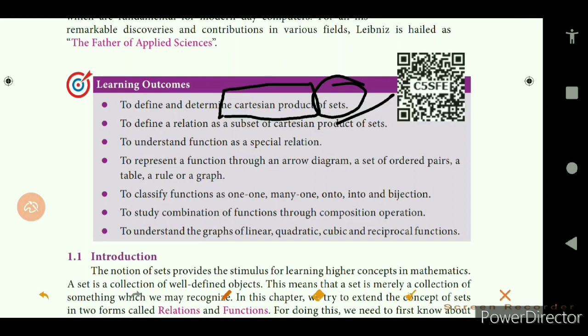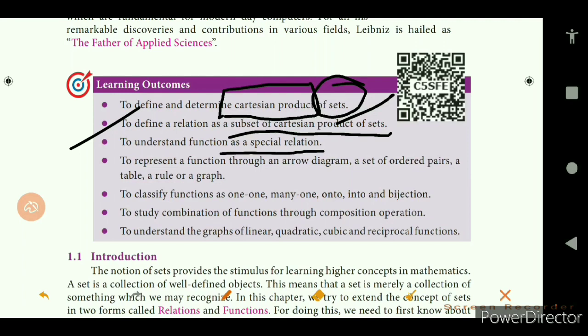A relation is defined as a subset of the Cartesian product of sets. So, to learn the relation, knowing the Cartesian product is important. Next thing is to understand function as a special relation. We can divide the lesson as relation and function. So in the second part, we are going to see the types of function, what the types are, and how we are representing those functions. Those things we are going to deal with.